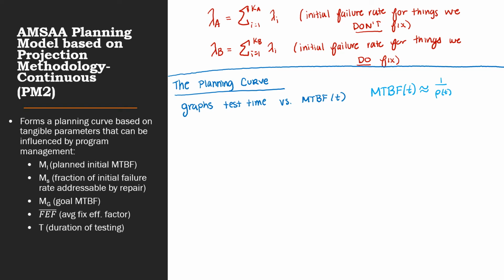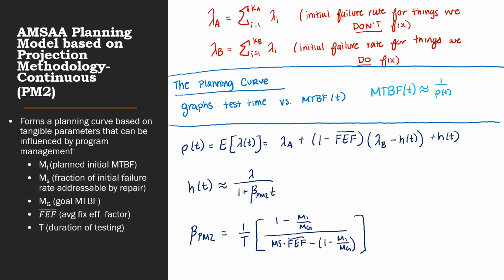The planning curve for PM2 graphs test time on the x-axis versus MTBF of T. And within this PM2 realm, we estimate MTBF of T through 1 over rho of T.